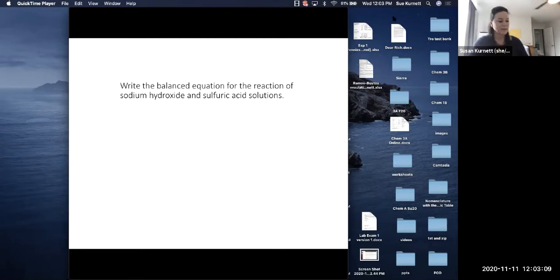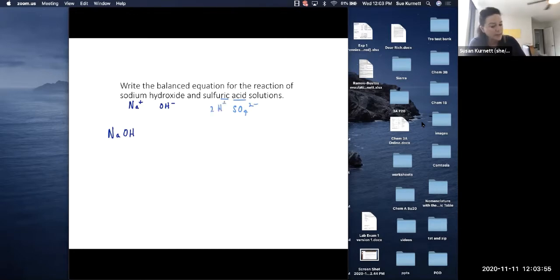So, sodium is a group 1 metal. Group 1 metals make +1 ions. Hydroxide is one of the polyatomics that you need to memorize. They come together in a 1-to-1 ratio. Sulfuric acid, ic acids come from 8s. And because that 8 has a -2 charge, we need 2 hydrogen ions to balance it to make a compound that begins with H, which we name as an acid.